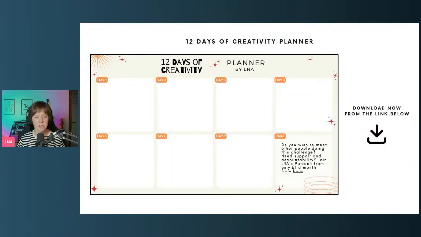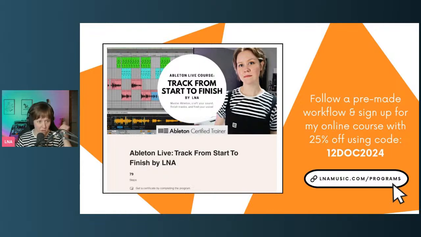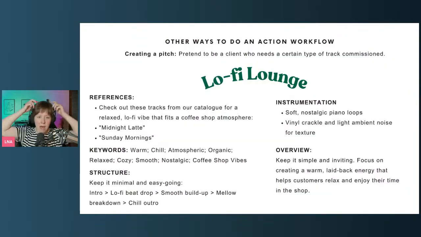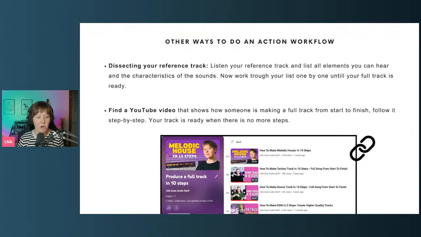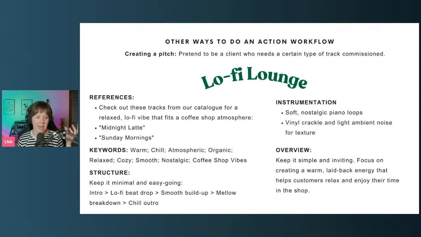Okay, let's have a look what other type of workflows there are. Oh yeah, my course is a workflow. You can use that. Example, other ways to do action workflow. Pretend to be a client who needs a certain type of track commissioned. I was in a songwriting camp recently and they had pitches. Then we need to just write a song on a pitch. Create yourself a pitch. Ask ChatGPT to create yourself a pitch. Reference, you have Sunday morning lo-fi in a cafe. Keywords, warm, chill, atmospheric, organic. Use these as guidelines to create.